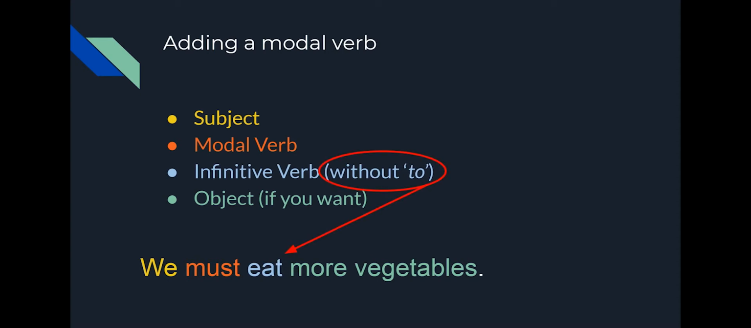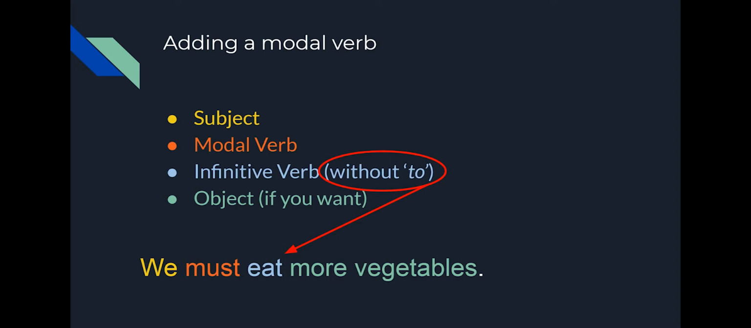Another important point is that modal verbs break subject-verb agreement. So for example, we must eat more vegetables. Here's our sentence. Of course, if we remove the modal verb, we have we eat more vegetables. That sounds fine. If we had he eat more vegetables, then of course he needs to have eats, as per the subject-verb agreement lesson.